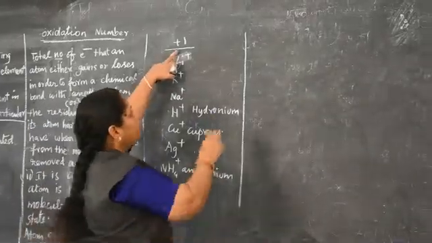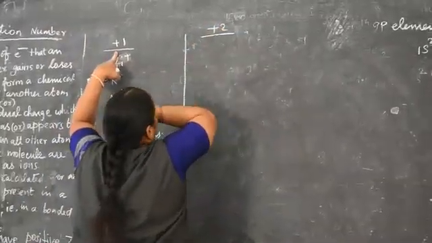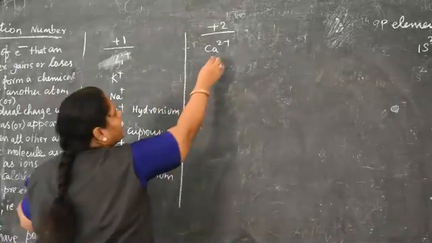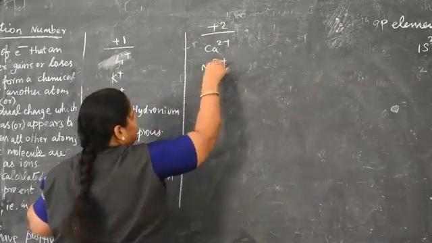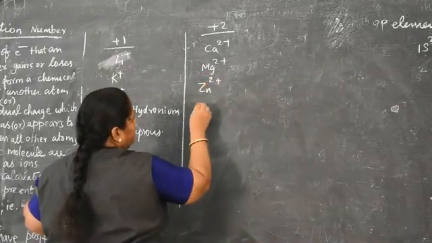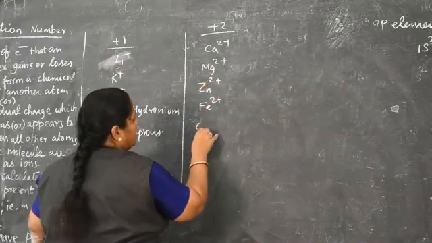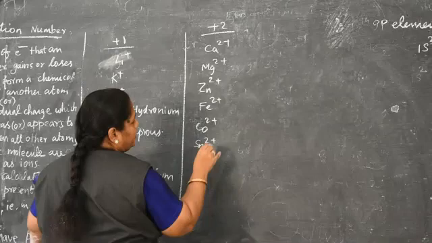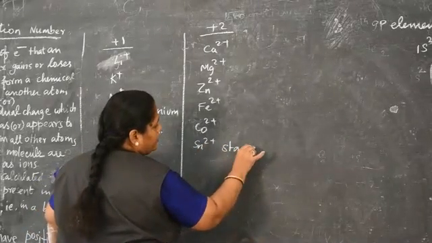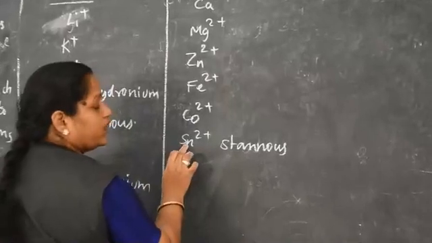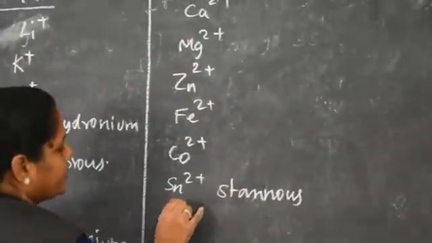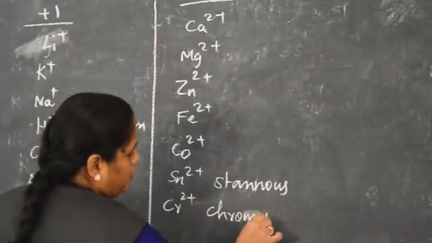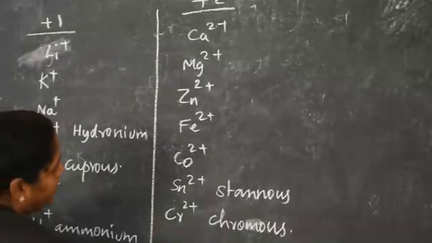Okay. Now plus 2. Ca, calcium 2 plus, magnesium 2 plus, zinc 2 plus, Fe 2 plus, Co 2 plus, and tin 2 plus. This is called stannous. You want to know the names of those also. Sn2 plus is called stannous. Cr2 plus is called chromous.